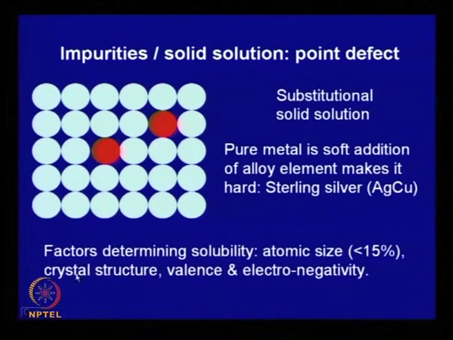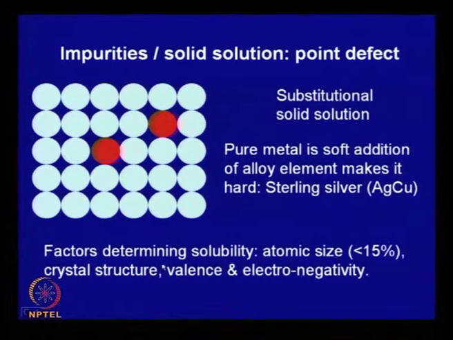Next factor is the crystal structure. So, if both crystal structures are similar, then they can have a large amount of solubility. Like in the case of silver and copper, silver is FCC, copper is also FCC. So, here there is a substantial amount of solubility. But take the case of, let us say, iron. Iron is a BCC structure, and suppose you add some amount of nickel to it, nickel is FCC, or some amount of copper to it, copper is FCC. So, here definitely because of the difference in crystal structure, they will have limited solubility.